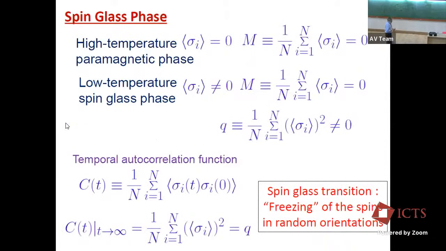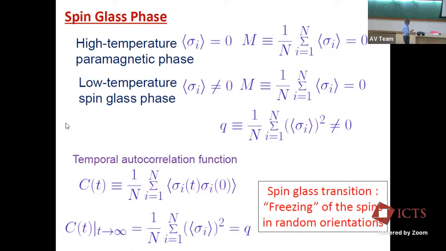So this is now the basic physics. Given the experimental results that were available, these people tried to put forward this idea of a new kind of ordering. And this new kind of ordering is very different from the conventional magnetic ordering that you have in ferro or antiferromagnets, in the following sense.